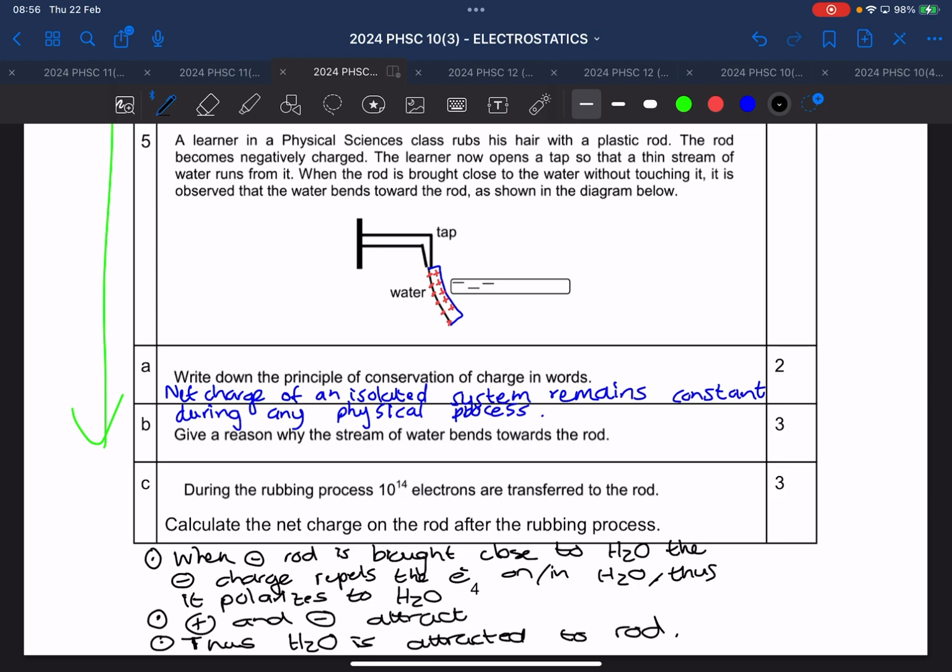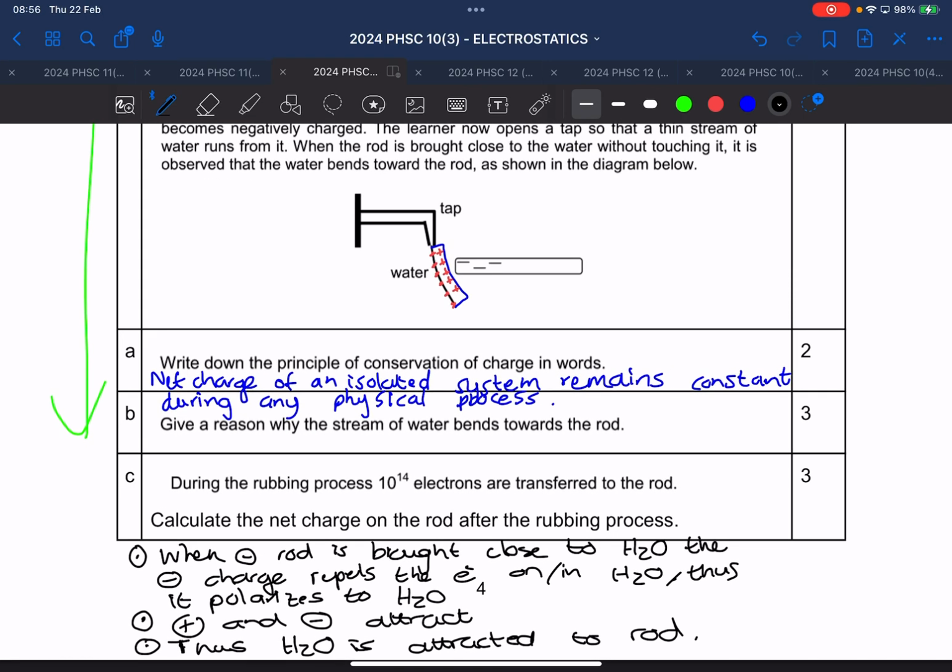Okay. Now it says, during the rubbing process, 10 to the power 14 electrons are transferred to the rod. Calculate the net charge on the rod after the rubbing process. Really? What is net again? The total, the sum of everything. Sum means adding. Positive and negative things when you add that together. Sum of everything. So they say how many electrons were transferred, and then they want the charge.